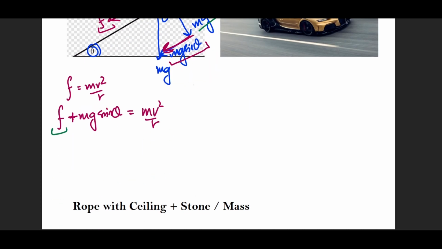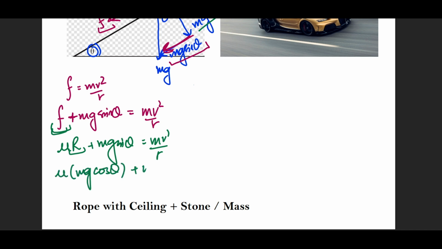So if it is a very rough road with high friction, the value of mu is greater. If it is a very slippery road, the value of mu is less. So in place of friction, I have to replace it with mu R, the normal reaction, plus mg sin theta equals mv squared over r. If you put in the normal reaction component, this becomes mu into mg cos theta plus mg sin theta equals mv squared over r.